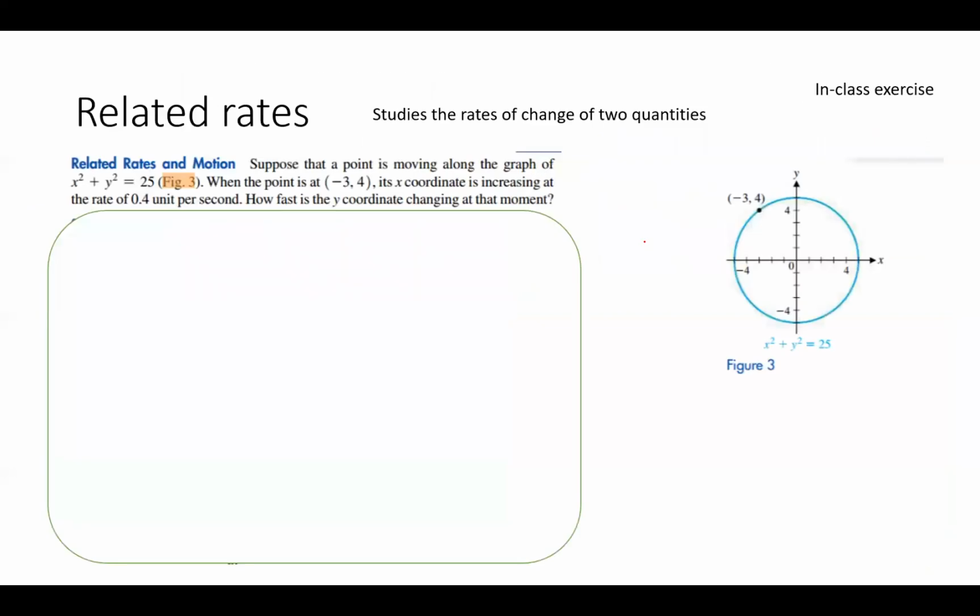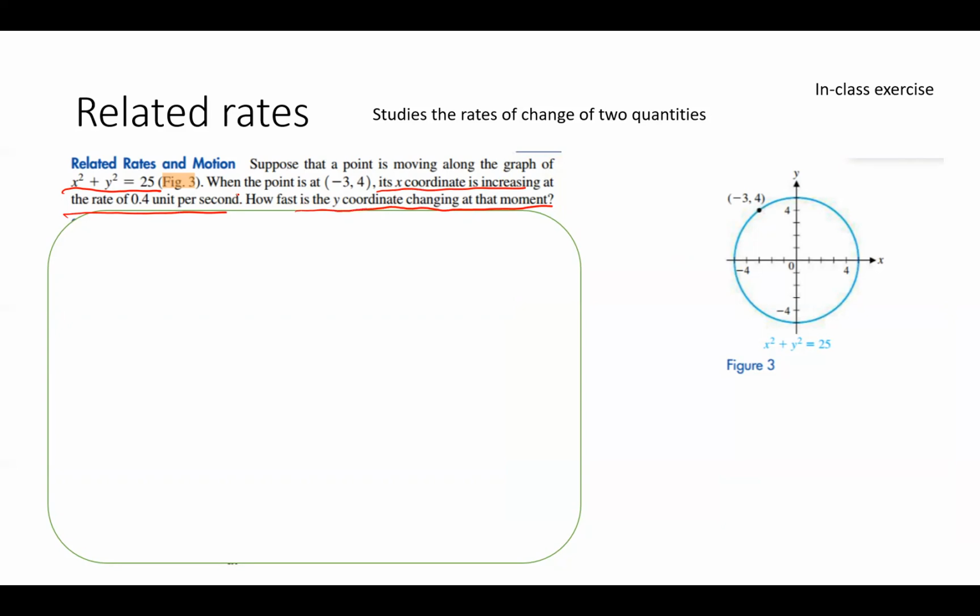All right, so now let's look at one more application, which is related rates. So this is concerning two variables, x and y. We have this equation here, and we want to know, for example, how fast the y coordinate is changing at that moment when x is changing. So how is x changing? The x coordinate is increasing at the rate of 0.4 per second. So this is my x changing, right?